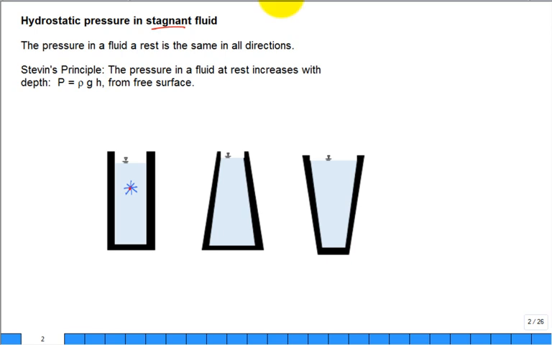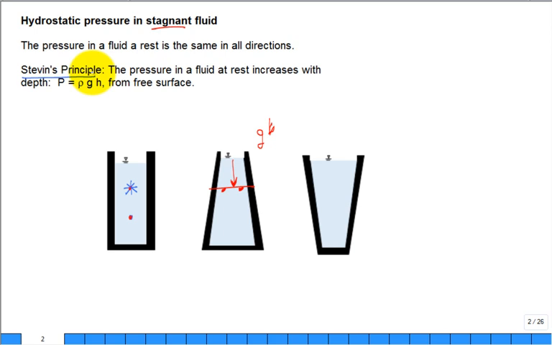If I change the location of the point, I go deeper into the fluid, then the pressure changes as a function of depth. How about when I move from this point to that point that have the same depth in a gravitational field? Do the two pressures have the same value? Yeah, they have the same value. Some people will call this Stevin's principle or Stevin's law: the pressure in a fluid at rest increases with depth. That's all.